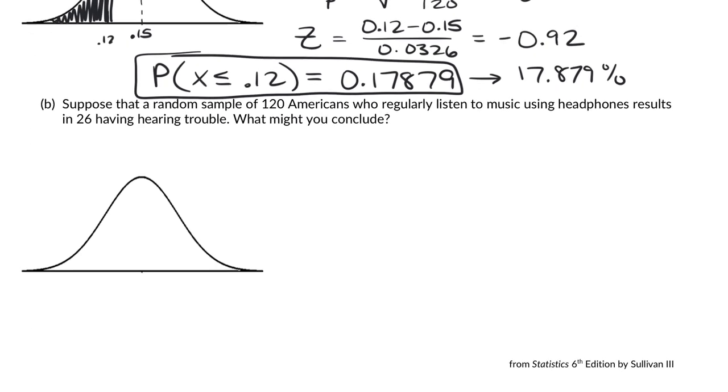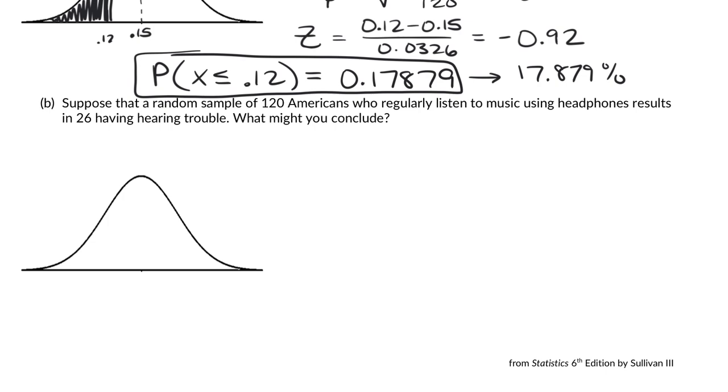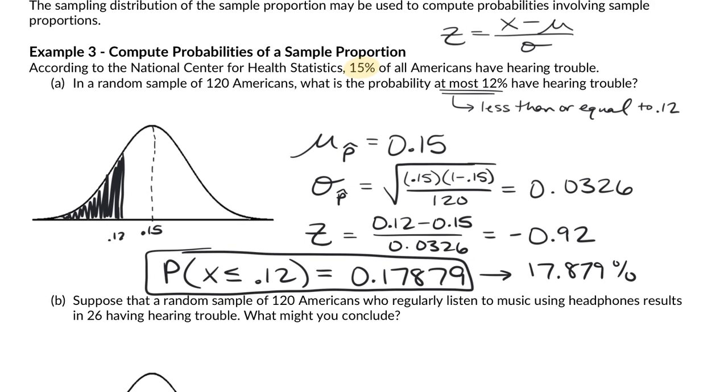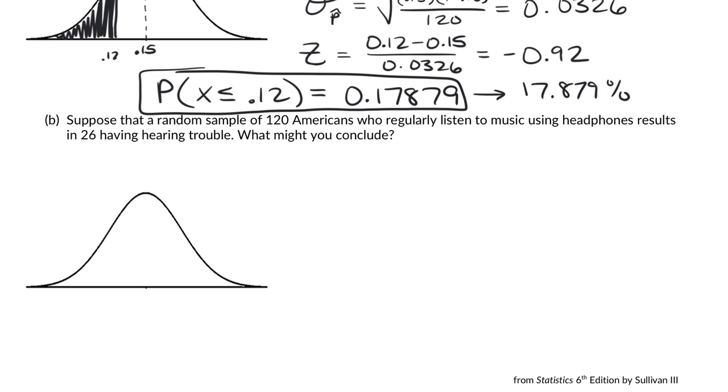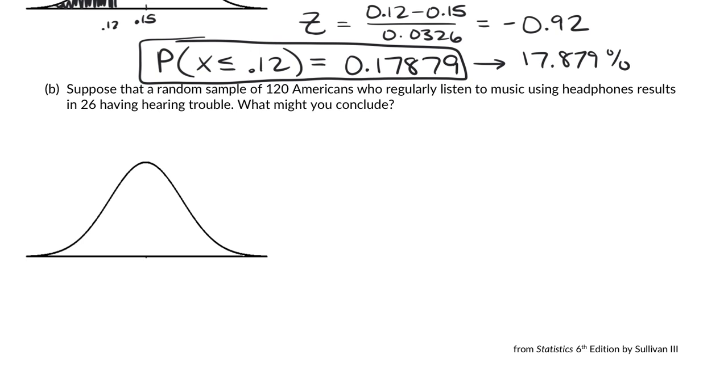All right, we're back. It says part B here. So we're still working with the example that says 15% of all Americans have trouble hearing. That's the statistic we have, the proportion of the population that we are working with. It says, suppose that a random sample of 120 Americans who regularly listen to music using headphones, probably too loud, results in 26 having hearing trouble. What might you conclude? This question is really asking, is this unusual?